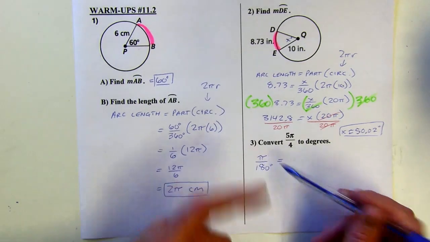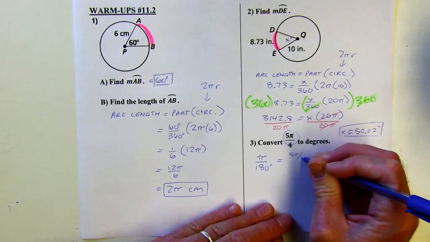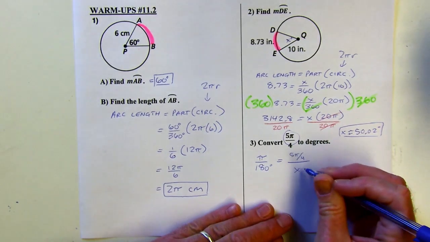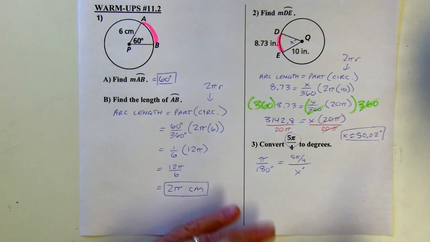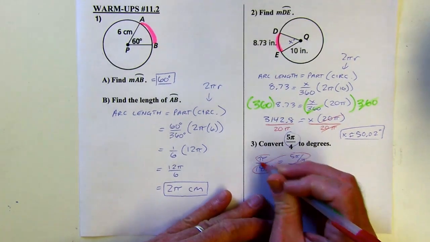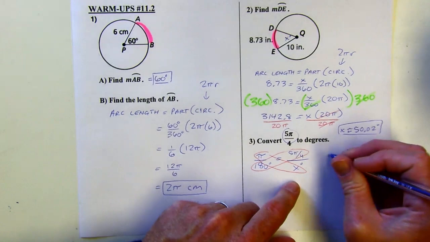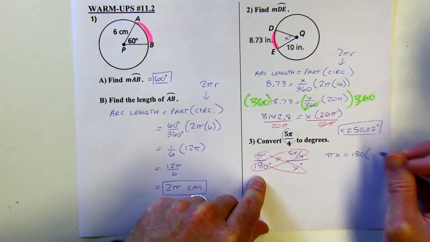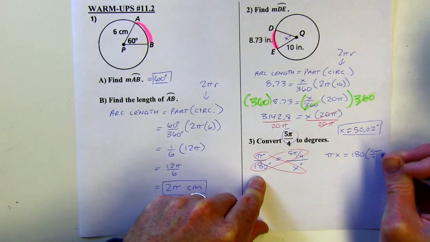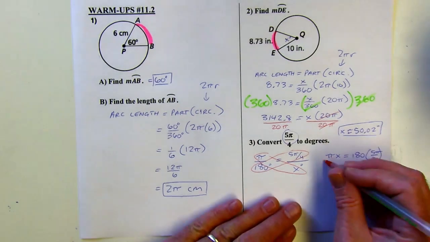It doesn't really matter if the degrees or the radians goes on top. Here I got the radians on top. So since this is radians, I'm going to put that on top as well. Okay, and I don't know how many degrees that's going to be, but I'm going to find out. Okay, and now I can cross multiply. So I've got pi times x, and then I've got 180 times 5 pi over 4. Okay, it's kind of messy. Now I want to get x, not pi x, so I'm going to divide by pi.